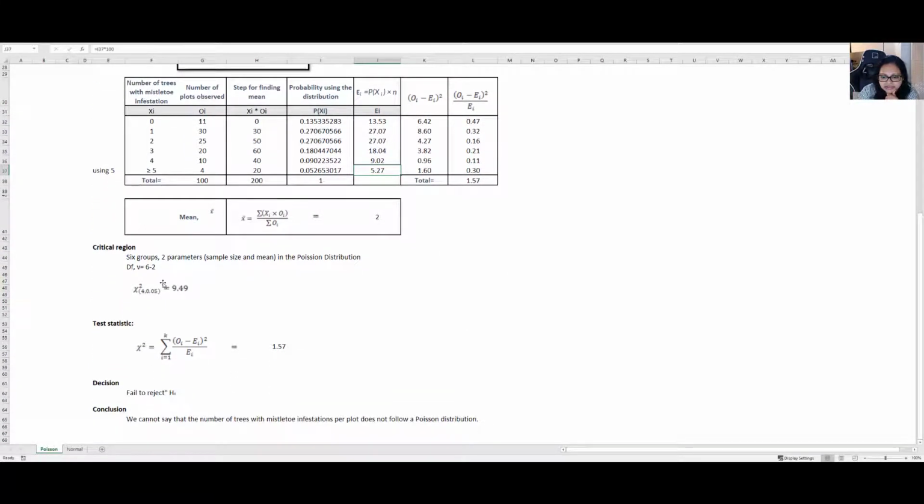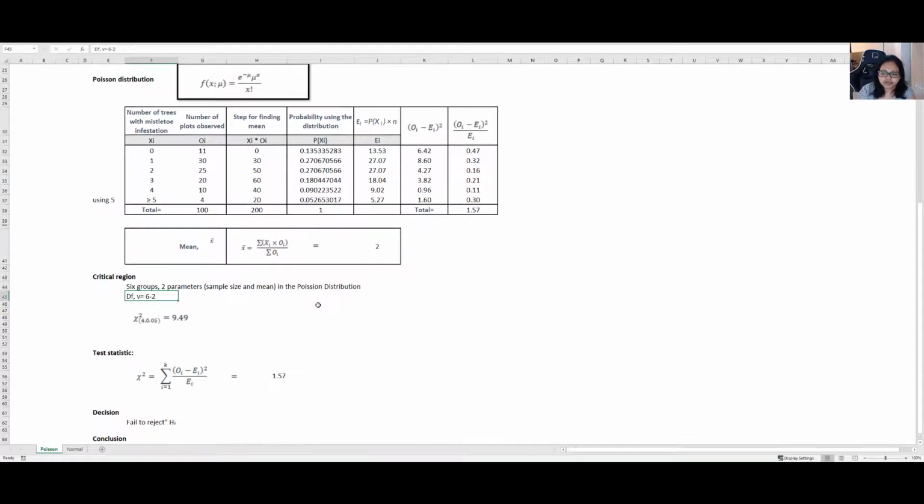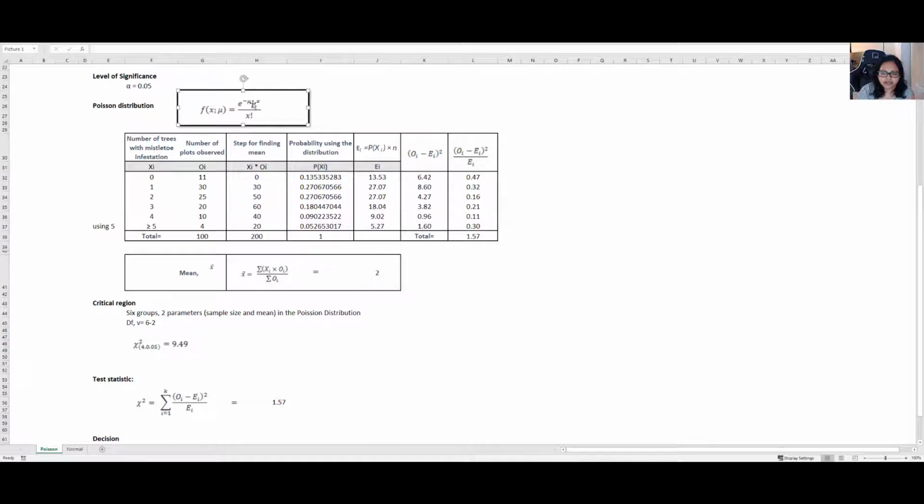After that, you can see that we have 6 groups. So the degrees of freedom will be the number of groups minus the parameters. In the Poisson distribution, I told you before, we are using the mean and the sample size, those 2 values. That's why we use 2 parameters, and that's why it's 6 minus 2.